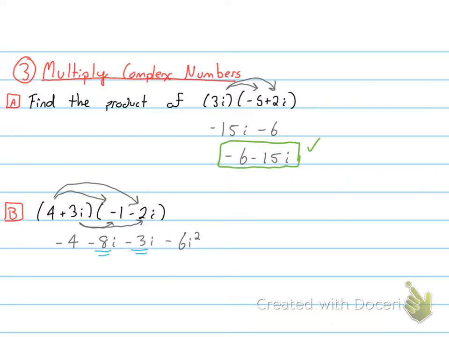Those middle terms can combine to give me negative 11i. That i squared will change to a negative 1, which will give me positive 6 overall. Finally, I'm going to combine those two real numbers, and my final answer would be 2 minus 11i.